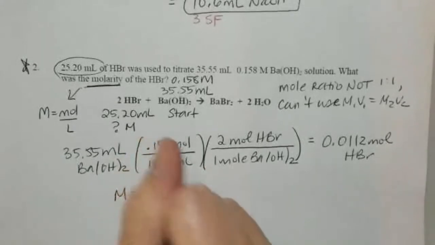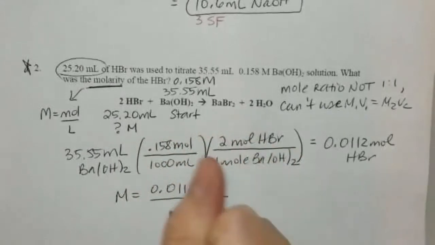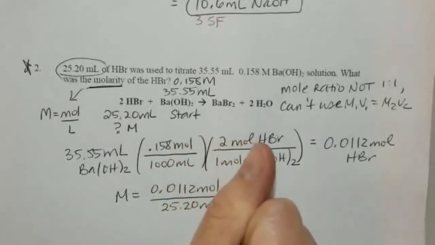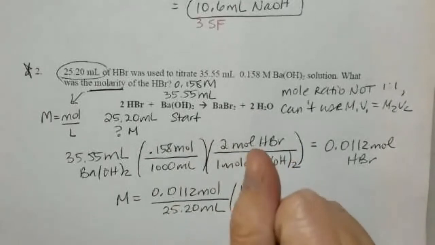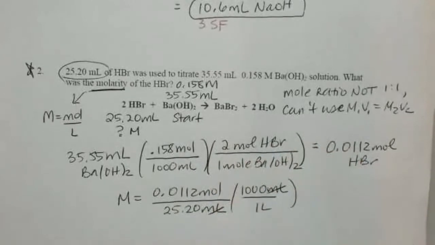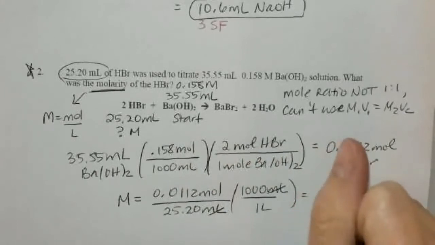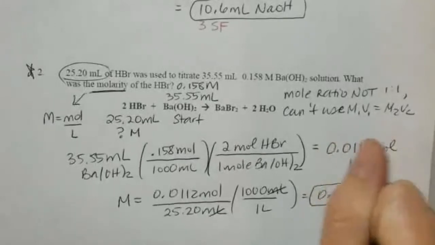So to solve for molarity, I have my number of moles. I've got that present in this volume, the sample that was given to me. And just like we talked about, molarity, when you're solving for it, it has to be moles per liter. So we'd have 1,000 milliliters to 1 liter, quick conversion to get the units to cancel out, right? So I'll take my 0.0112, divide by 25.2, and then multiply by 1,000. And again, keeping 3 significant figures, I get 0.444 for my molarity of HBr.